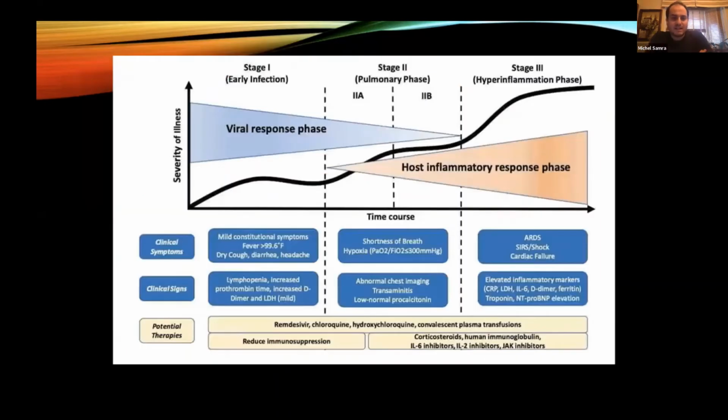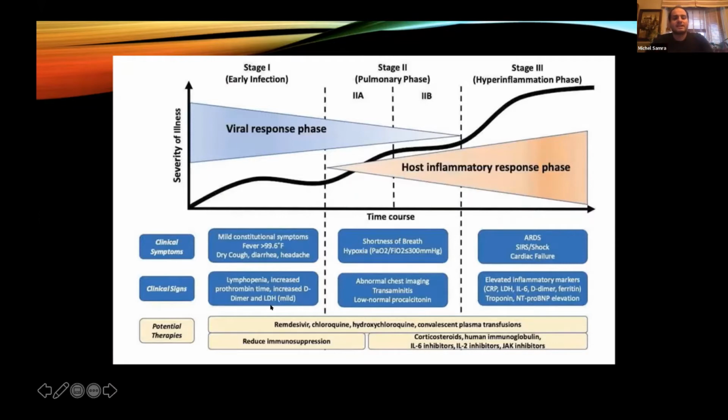I think most people have seen this slide by now. This is from EM Crit, and actually, when Emlyn was presenting on steroid use about a month and a half ago, she used the same slide. What I like about it is that it divides the COVID disease into the viral phase and the inflammatory phase.